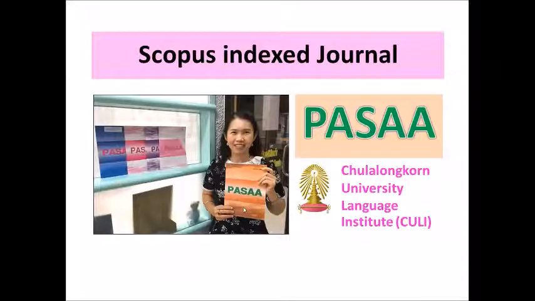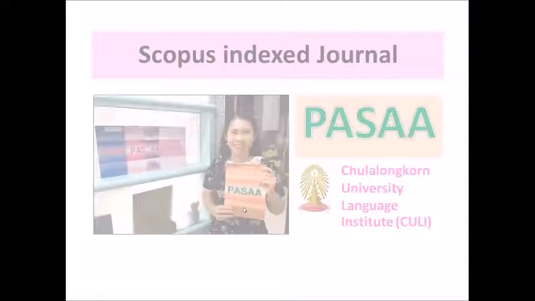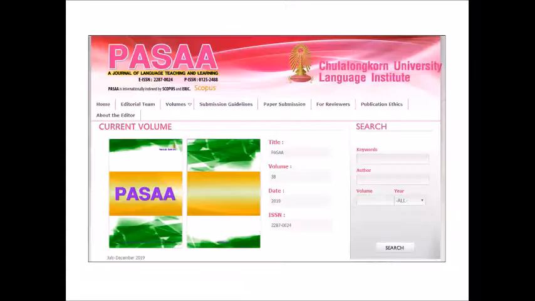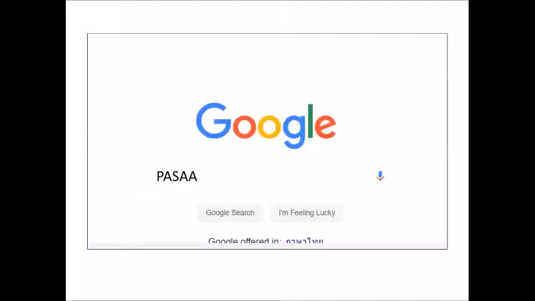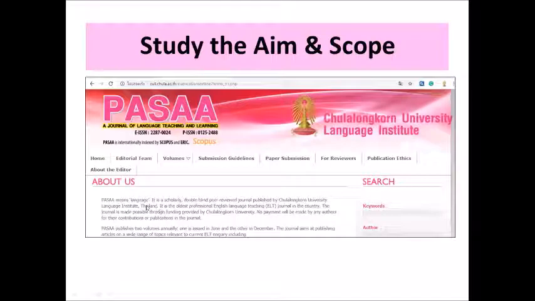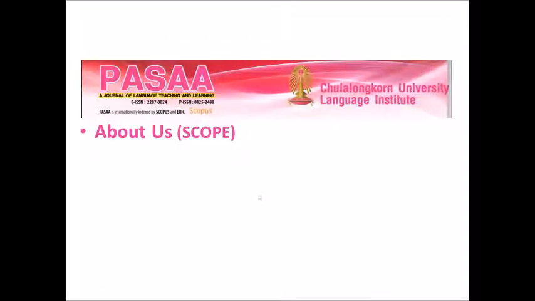Okay. Suppose that you want to submit your paper to my journal, PASA. So the very first thing that you have to do is to study the website, right? To go to the website in order to study what it is about and what the scope of this journal is. If you cannot access the website, it's quite easy today. You just Google it. And then it will bring you to this page. Normally, most of the journals tend to put their information on the homepage, the very first page of their website. For PASA, it is in about us that we put our scope here.